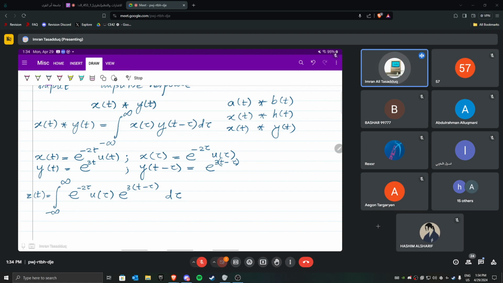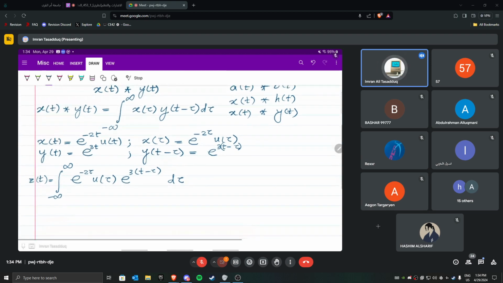Is this clear? If there is any question, ask me now. Why don't you change the limit of integration? Yes, we will change the limits in the next step. All right, so there is no question, so let's move. Now we change the limits.